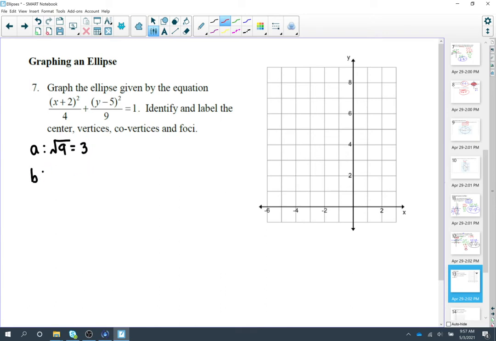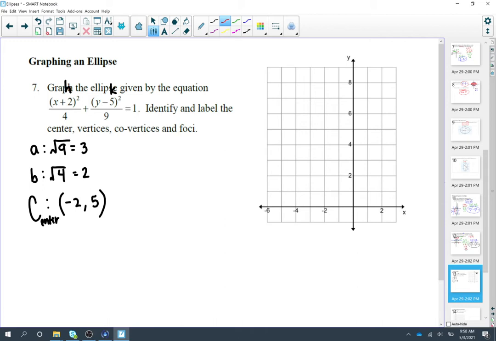Then I'm going to identify my B. My B is always our smaller, so that's going to be the square root of 4, which is going to give me 2. Then I'm going to go to large C because this is my center. If you don't like large C, just write center. And I've got an H and I've got a K, and keep in mind these are opposite, so our center is going to be at -2, +5.